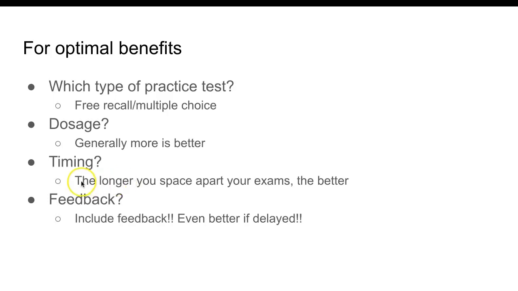So additionally, feedback is very important to protect against, they say, perseveration errors. And that means when you first take a practice test, you may get a lot of questions incorrect. And that's fine as long as you include feedback. So that would mean you would go over the questions and check your answers.